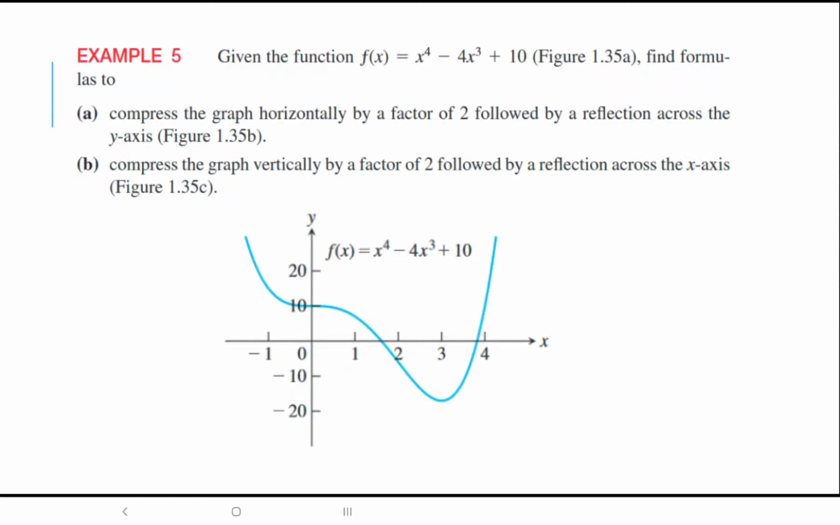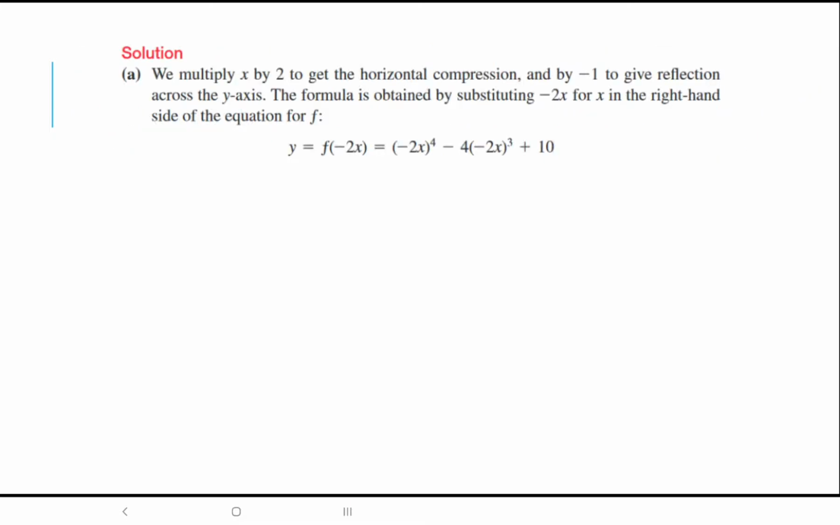Okay, so we have another example. So, suppose we have the function f of x equal to x raised to 4 minus 4x cubed plus 10. So, this is the graph of the function. Okay, so what we want to do is two steps here. So, in letter A, we want to compress the graph horizontally by a factor of 2. And then, we reflect it across the y-axis. Okay, so how do we do that?